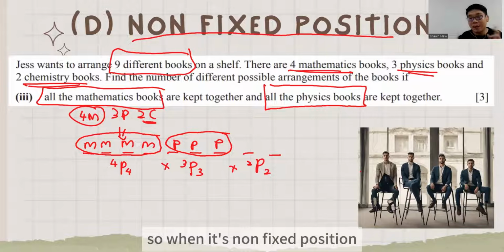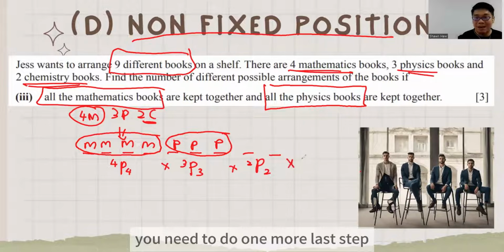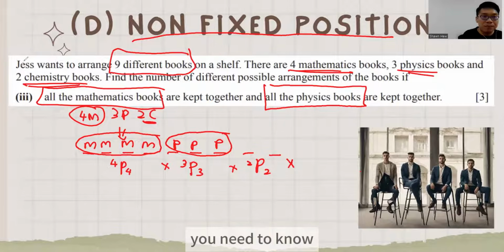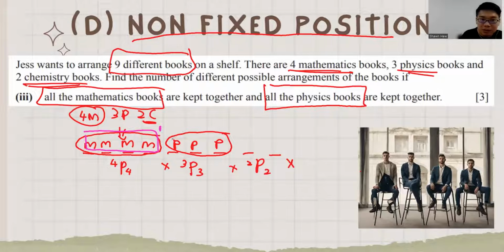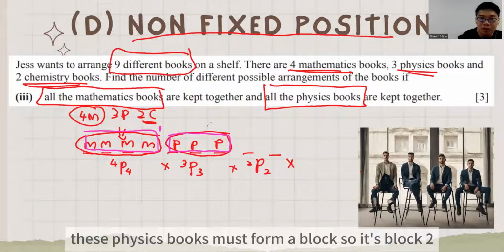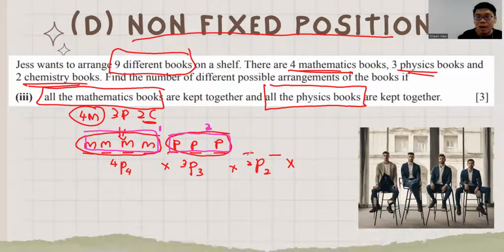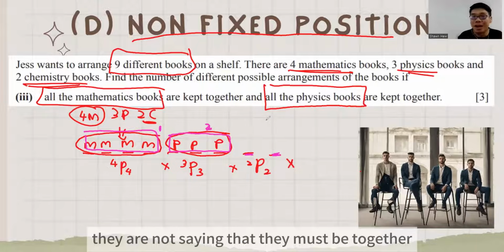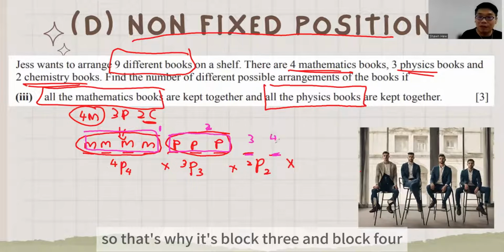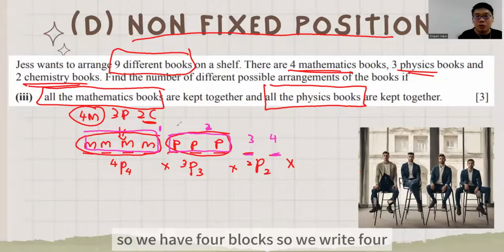So when it's non-fixed position, you need to do one more last step. You need to know how many blocks you have. So these maths books will form a block, block 1. These physics books must form a block, so it's block 2. And then the balance 2 books, they can freely arrange, right? They are not saying that they must be together. So that's why it's block 3 and block 4. They are independent. So we have 4 blocks.